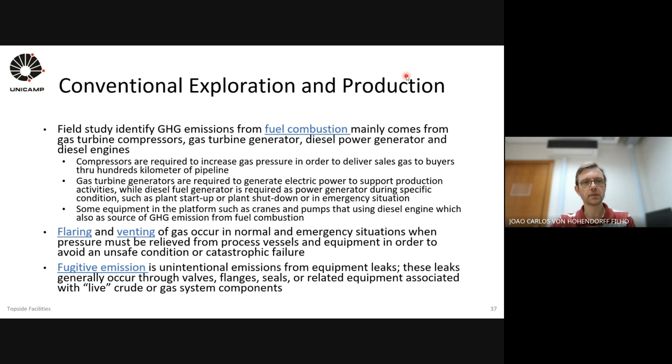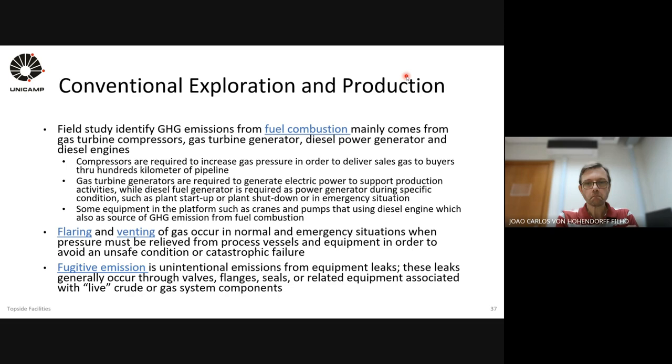We talked a bit about this in the previous slides: we have the demand for compressors, we have demand for pumps. They are the most demanding equipment inside the platform. And you have other equipment that needs electrical power. Okay.